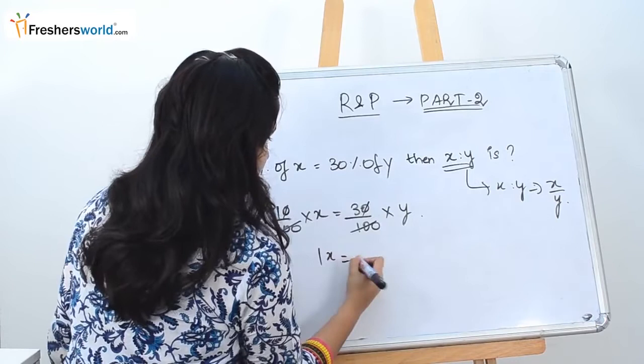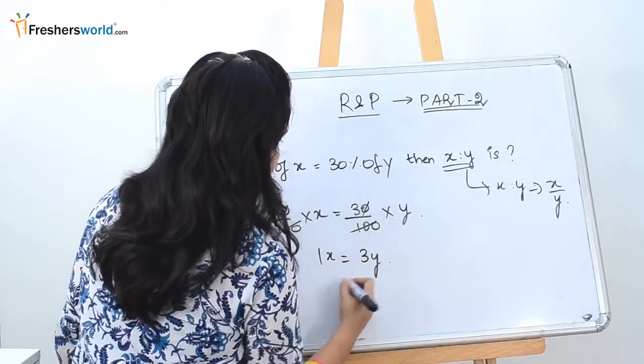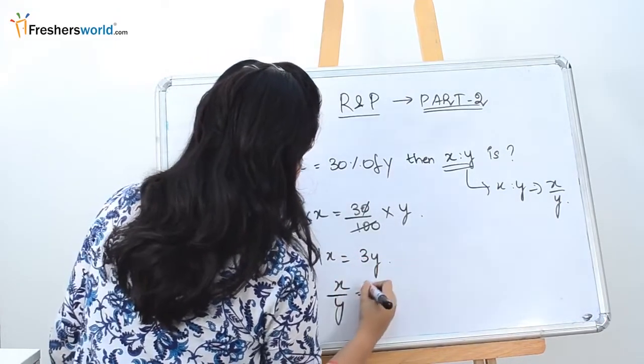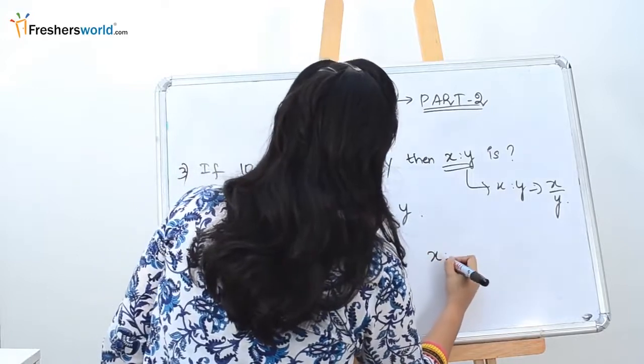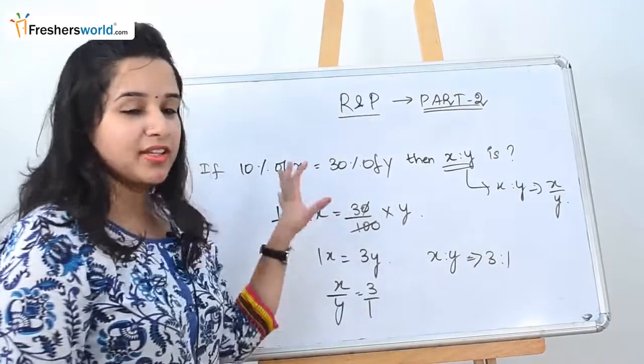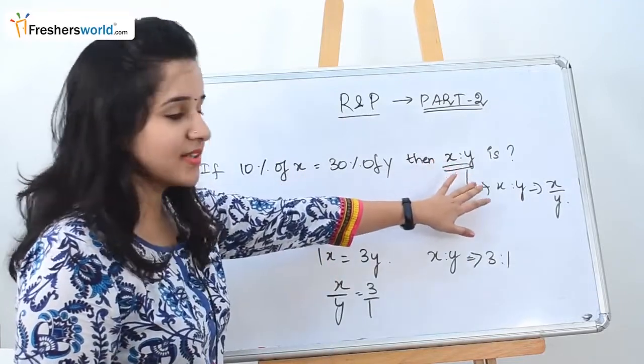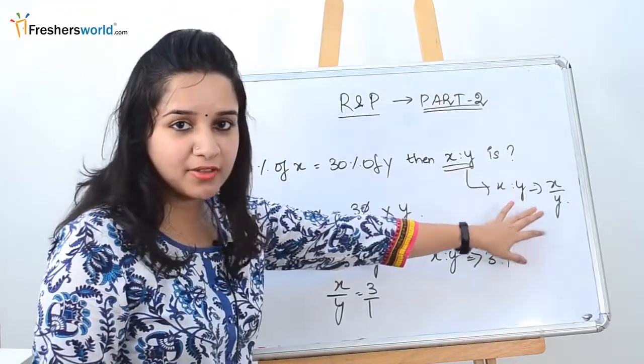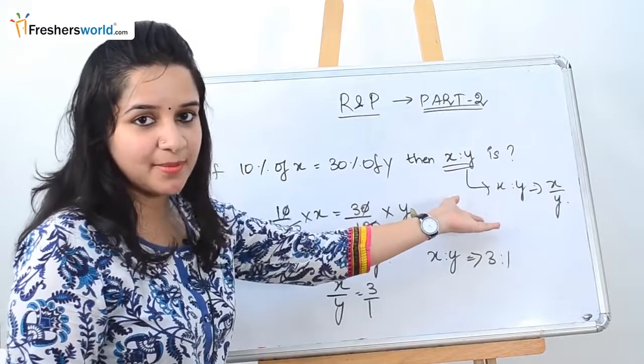So 1x is equal to 3y. So x divided by y is nothing but 3 by 1. So obviously x is to y is nothing but 3 is to 1. Once you find the question, always remember x is to y is nothing but x by y. Once you find the fraction of it, that is nothing but the same as their ratio.